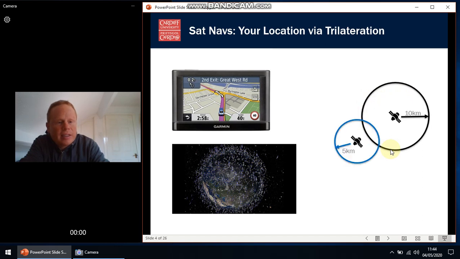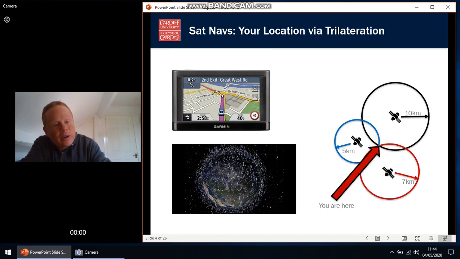If I then use a second satellite and I can figure out that I'm 5 kilometers away from it, I now know that I must be either here at this intersection or here at this intersection. If I add a third satellite, then I now know where I am. I can figure out, using these three satellites, my exact point on Earth.